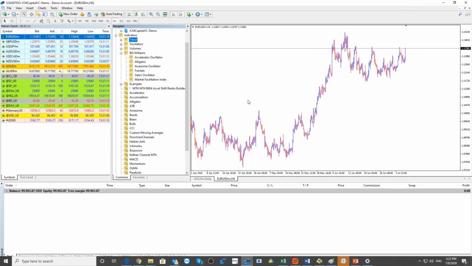Sure, I can show you some. I missed some points, like how to plot the Williams indicator. When you go through the MT4 platform, you can see Bill Williams. There are 6 indicators available here.